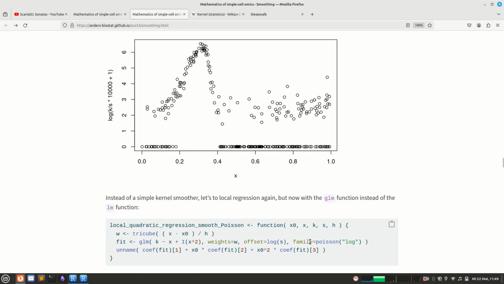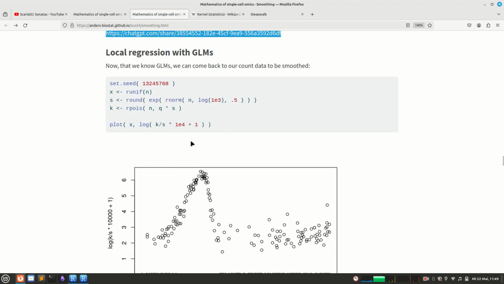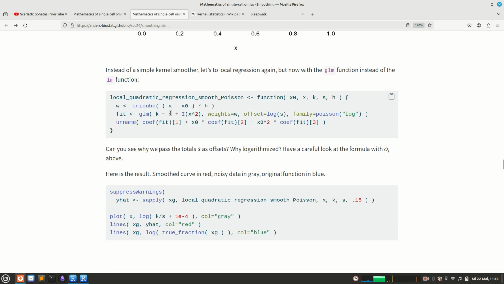But yes, now we have this GLM going. So, to finish it up, let me quickly tell you what I've now done: I took my local quadratic regression function and adapted it for Poisson, by replacing what we had before with our linear model with a GLM, still the same, with the weights and with a family. And one extra thing I needed, namely this offset, which is because I have this S in here.